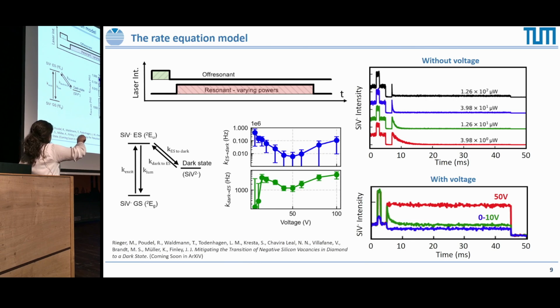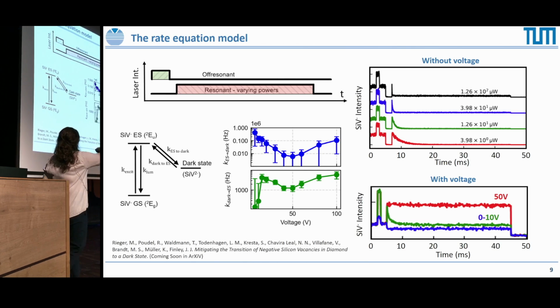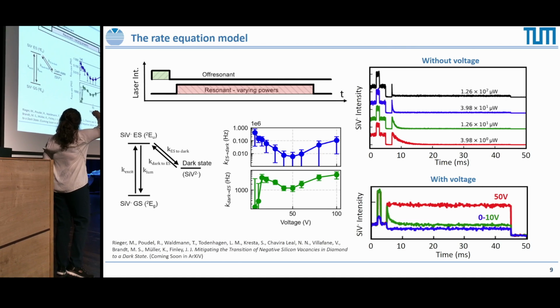So this is in a log scale. The dark to bright conversion doesn't change that much, but the bright to dark conversion rate is changing a lot, and it has a minimum around 50 volts, which is what you can see here in this trace. So by applying 50 volts, this magic potential, we can really decrease this conversion rate.